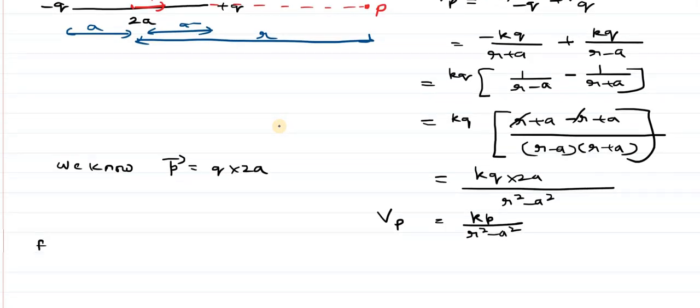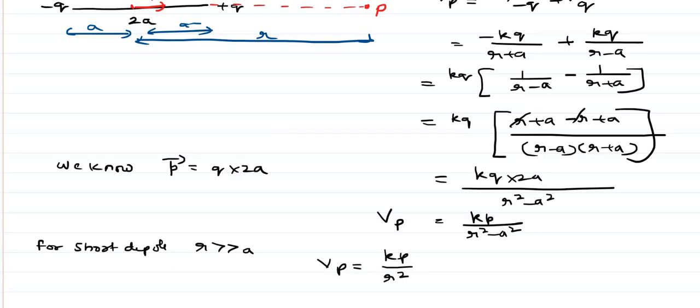For a short dipole, r is very much greater than a. At that time we can ignore a. So it is kp by r square.